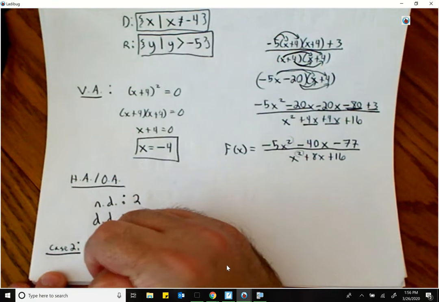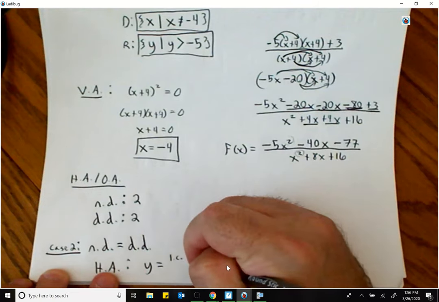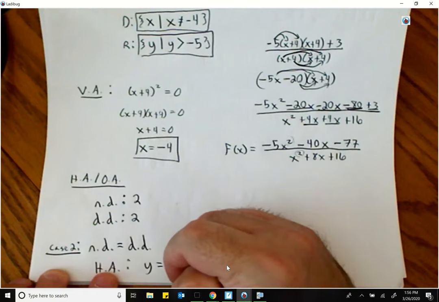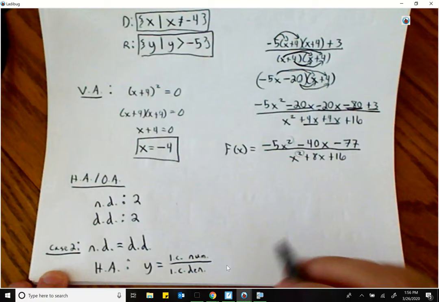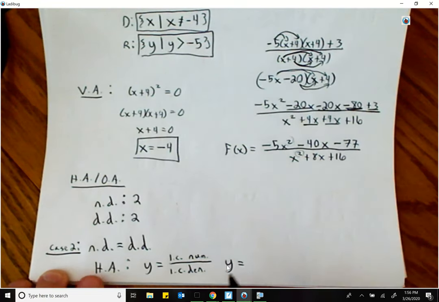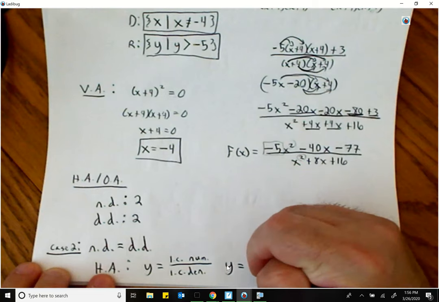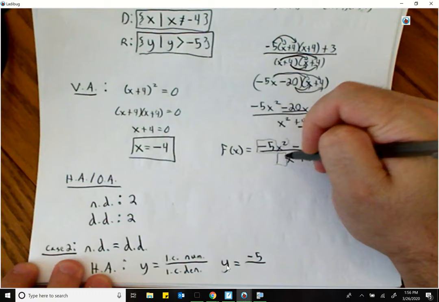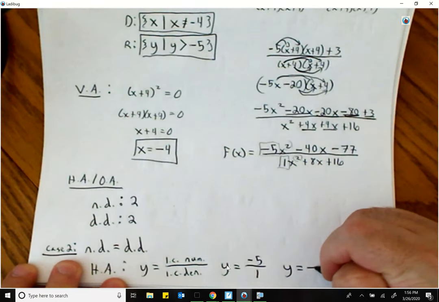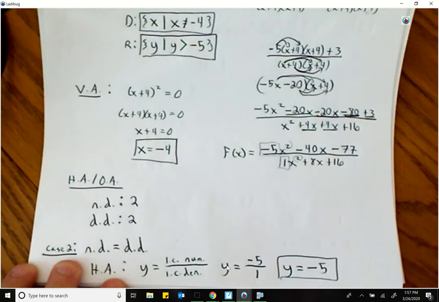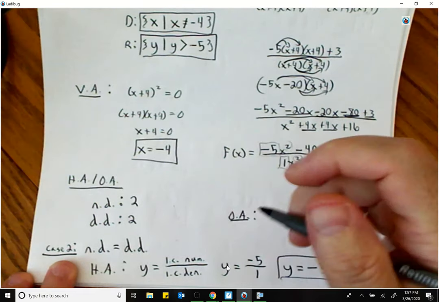So that means you're going to have a horizontal asymptote. And in order to find that horizontal asymptote, you're going to give me the leading coefficient of the numerator and put it over the leading coefficient of the denominator. Again, that's why we needed to do all that FOILing and everything. So now when we look at this, y is equal to, what's our leading coefficient of the numerator? That's this guy right there, negative 5. What's the leading coefficient of the denominator? That's this guy right there, the invisible 1. So we find that the horizontal asymptote is y equals negative 5. And because we have a horizontal asymptote, that means there is no oblique.